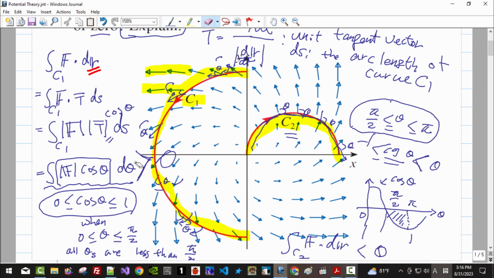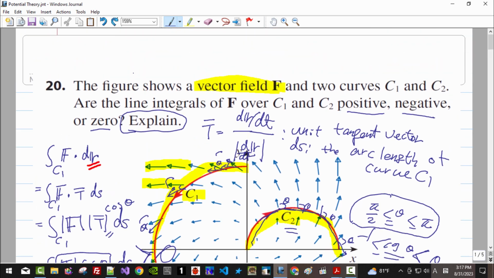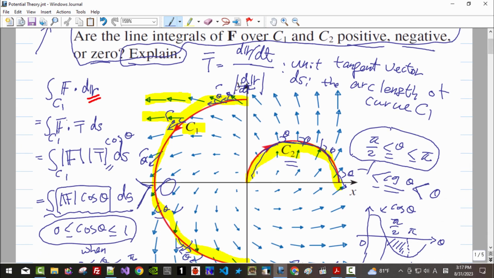I made a simple mistake here. It should be ds. After solving your problem, you have to think why the author of this book posed you this problem. Why did the author pose this problem? He probably wants to make sure his audience understands the definition of a line integral.